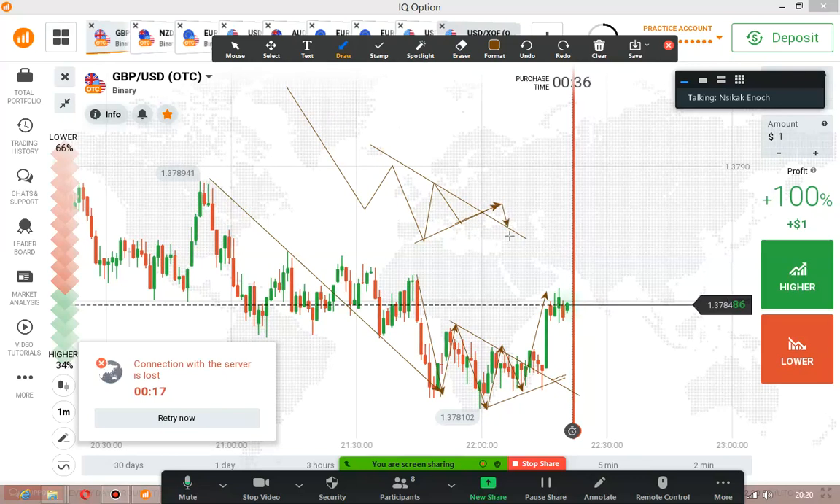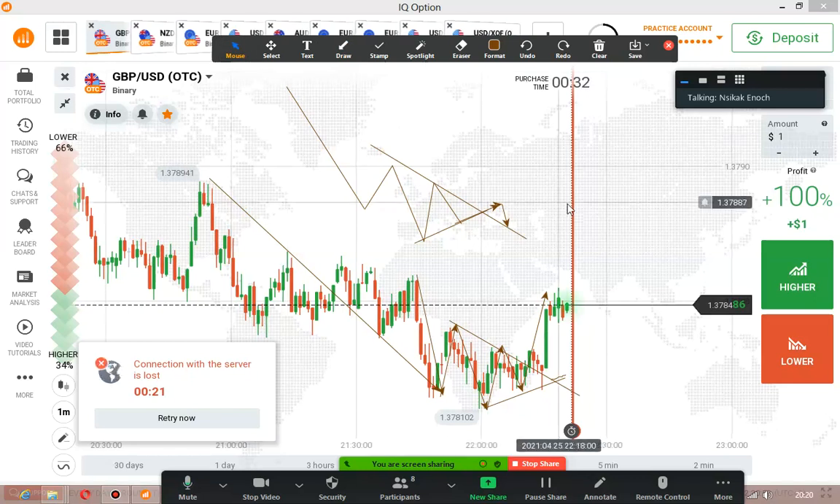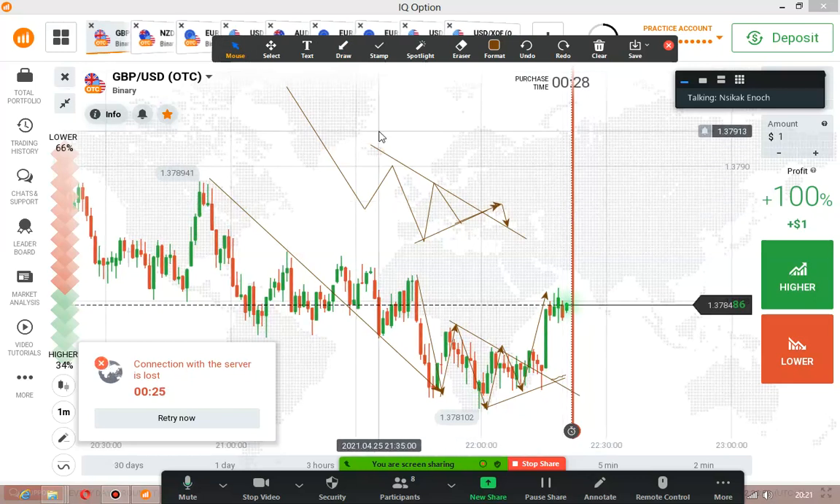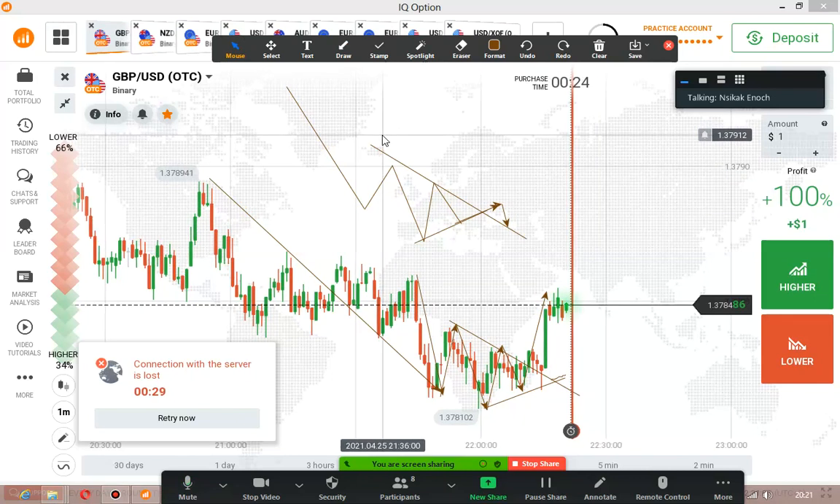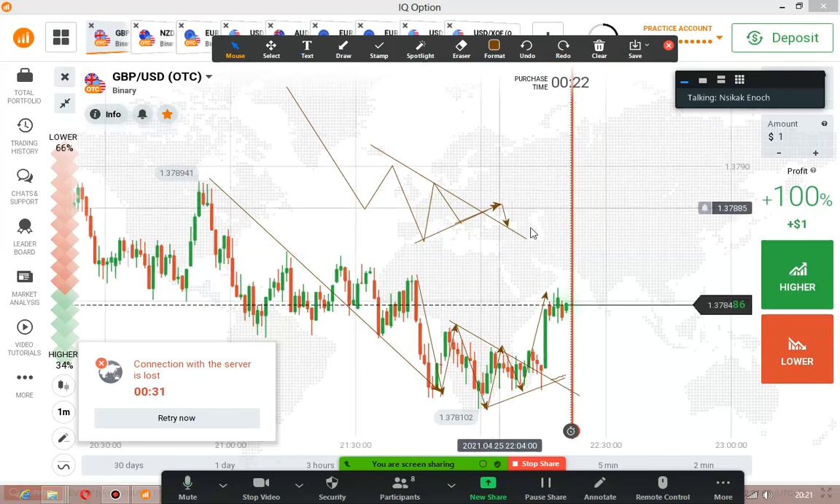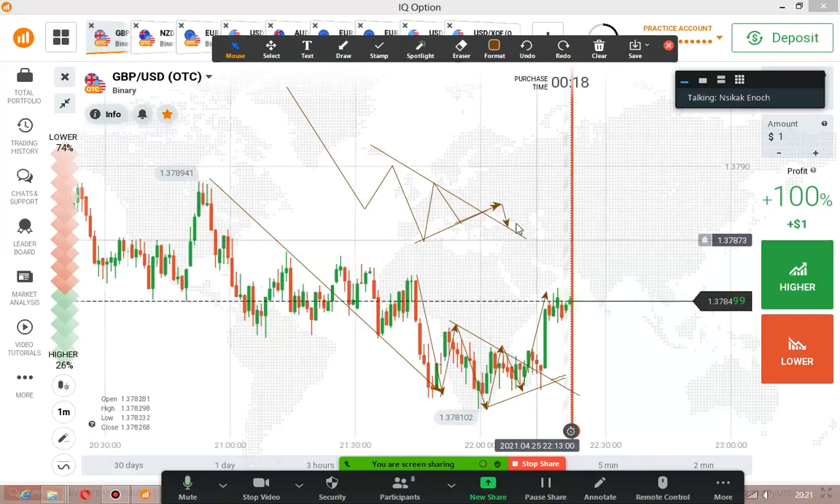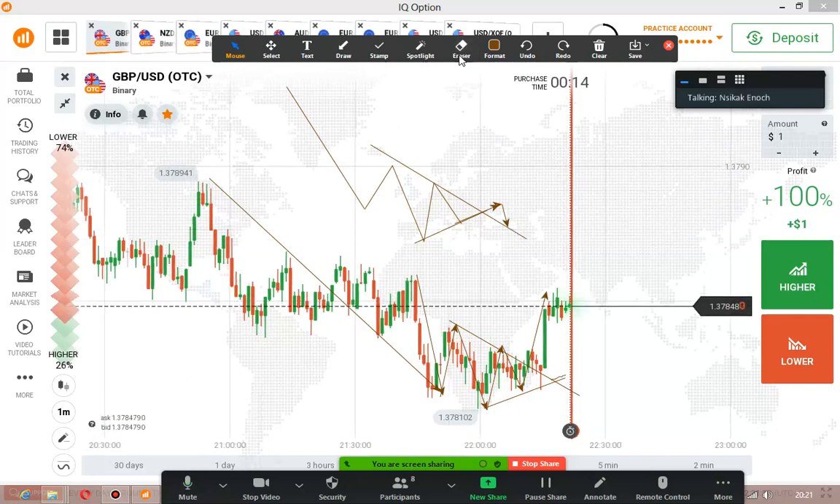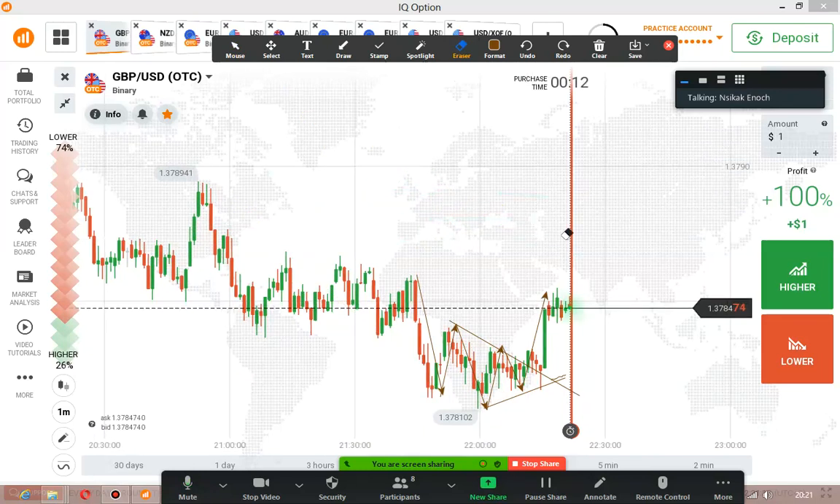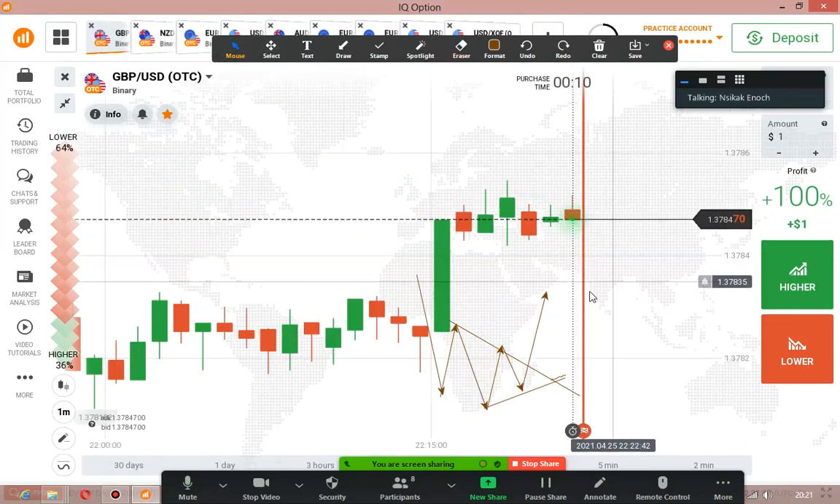Then when the market pulls back, you should know that this is the time you should start looking for candlestick patterns like hammer, bullish engulfing, pin bar, doji. These are the types of candles you should look for after the market makes a pullback. So you can see that here the market did make a pullback.